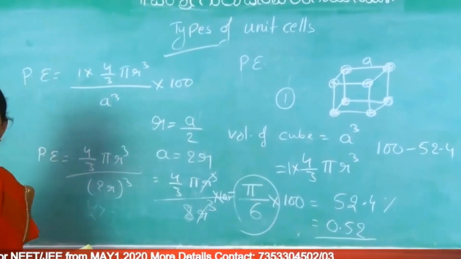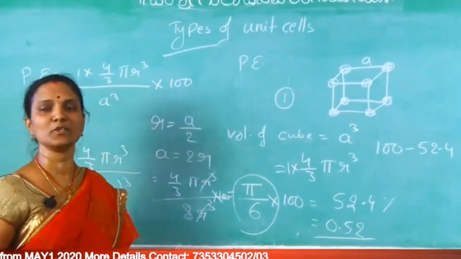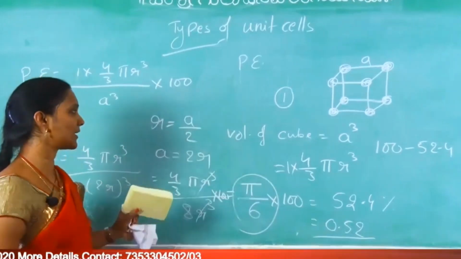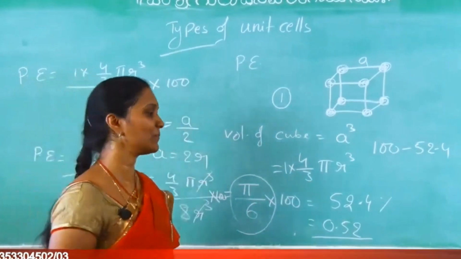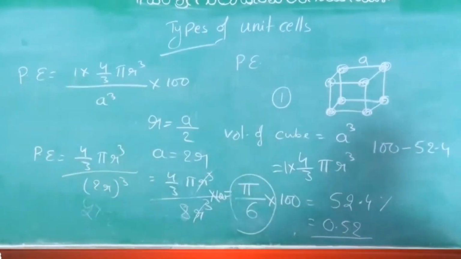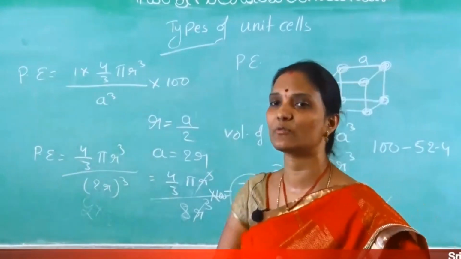In primitive, I solved; BCC and FCC you should try. Okay? That is the calculation. Clear? Calculation of packing efficiency. Time is up. Next is coordination number. What is coordination number? How to find the coordination number?